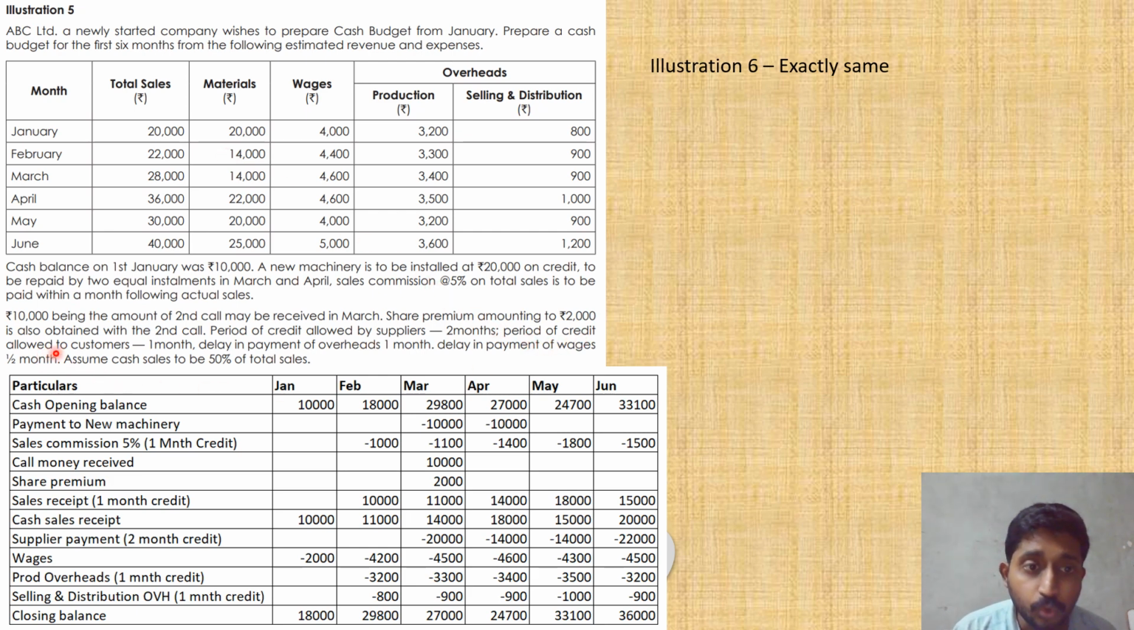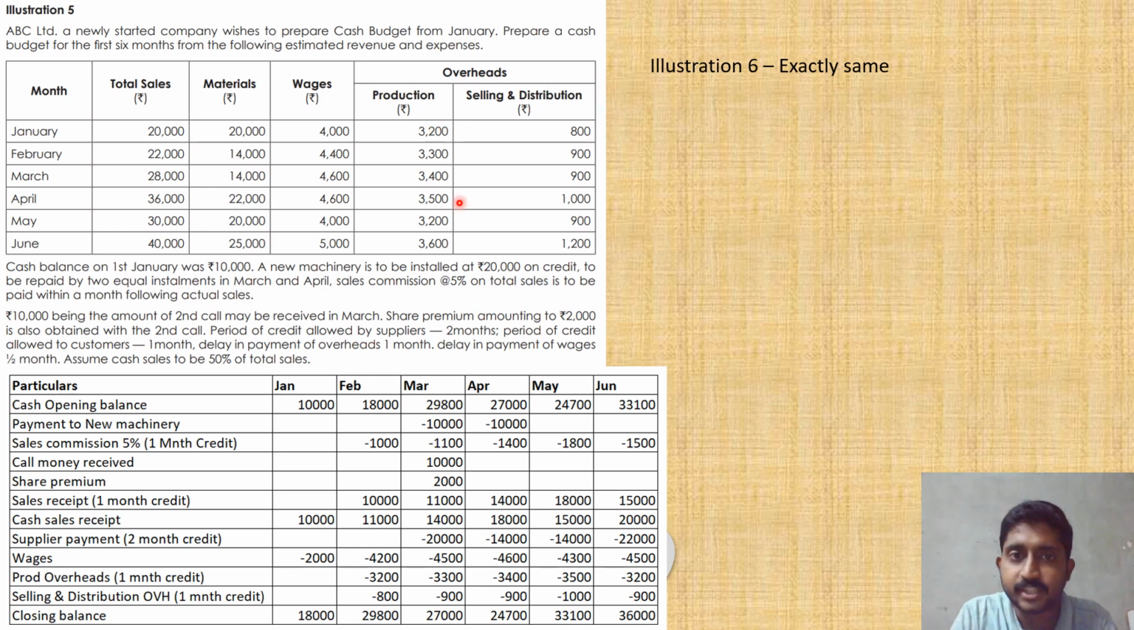Period of credit allowed to customers. Customers means we are selling the item and not getting immediate payment from the customer. We are giving 1 month credit period to the customer. Next, delay in the payment of overhead. For all the overheads, they have not given the classification. For production and selling and distribution overhead, all the overhead has 1 month credit period.